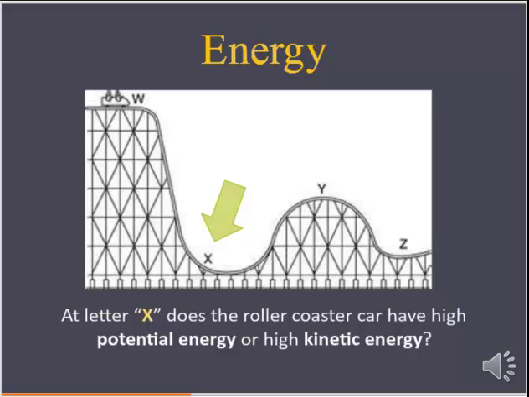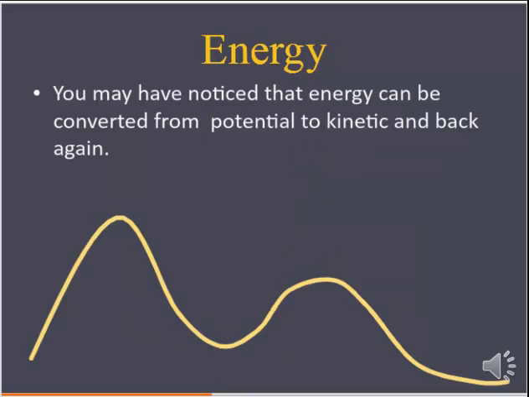At point X, does the roller coaster car have high potential energy or high kinetic energy? Yes, at point X, the coaster car will have really high kinetic energy, and that's because it's been moving so fast. It's gone down the hill, gravity's pulled on it, it's reached its maximum speed, so therefore it'll have a lot of kinetic energy at X.